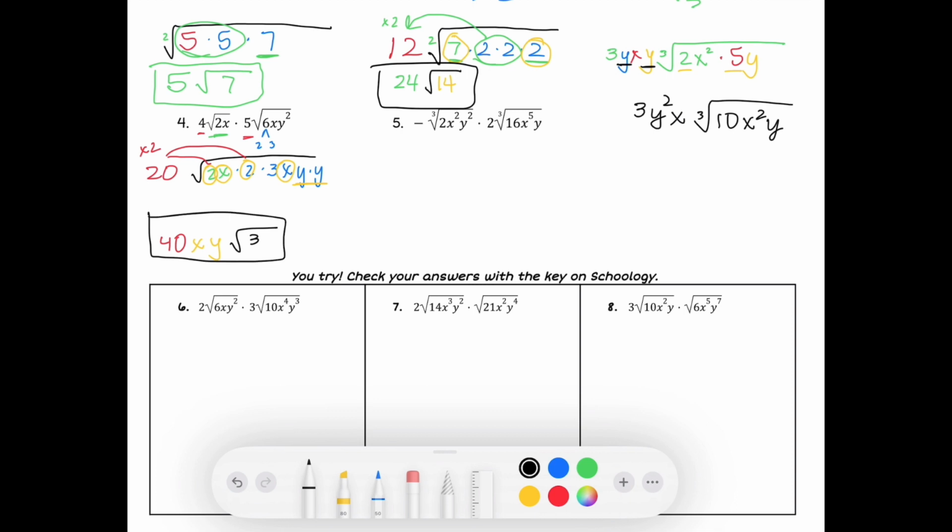So again, it's kind of however you want to process it. If you want to simplify first, go for it. If you want to multiply them first and then simplify, it's up to you. So we're going to do one more and then y'all are free.